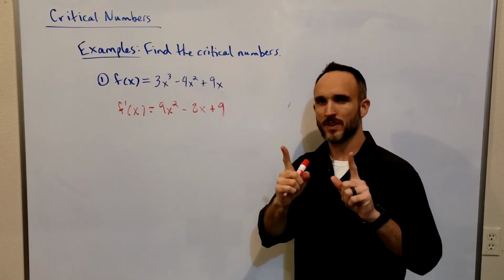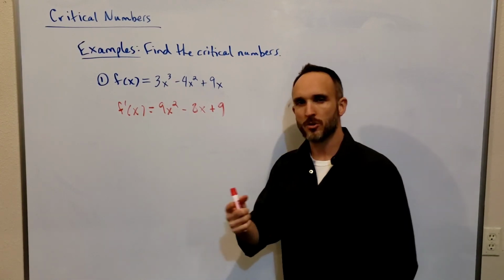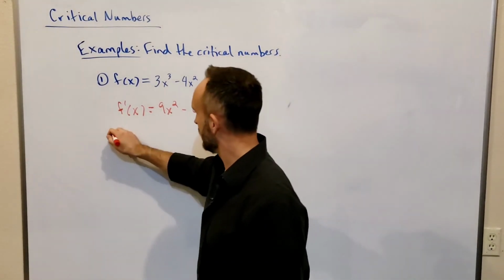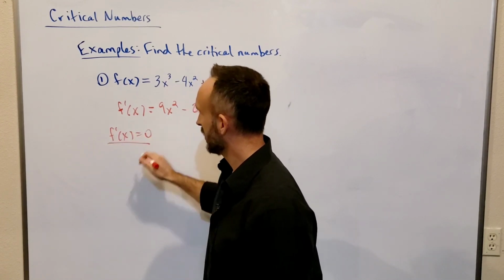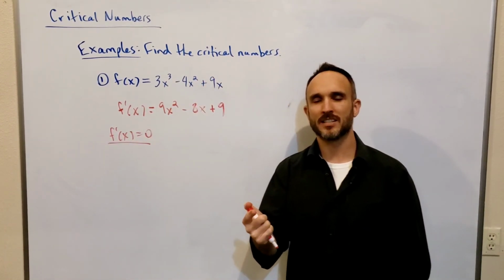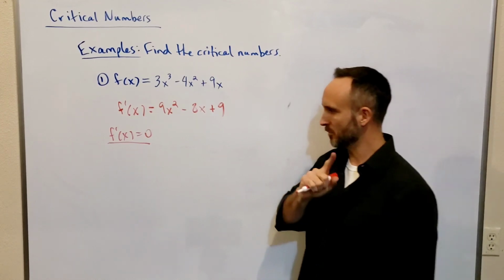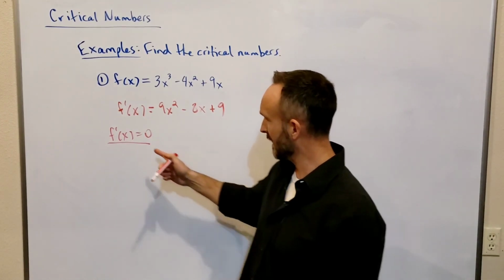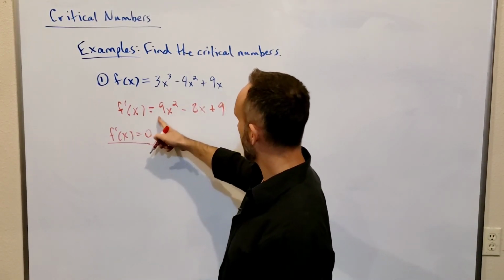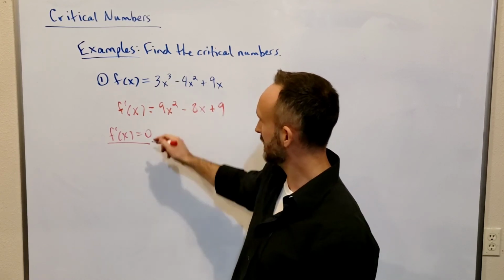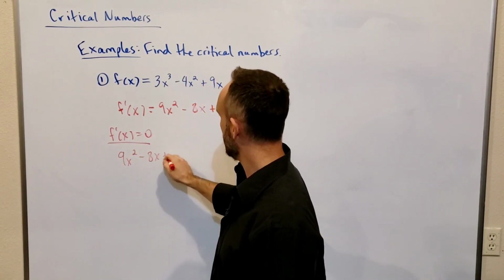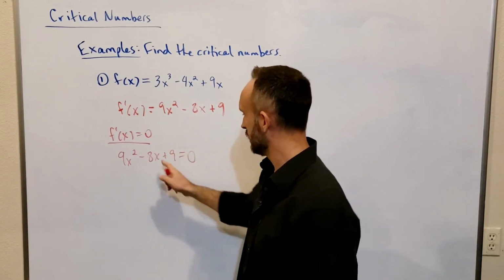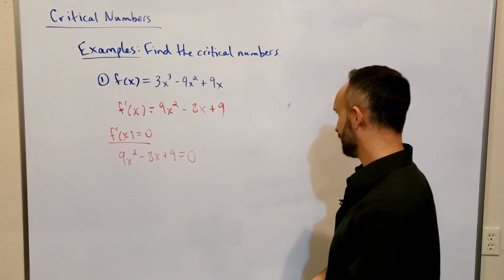So we need to look at two things now. Most students remember to look at where the derivative equals 0, but you also have to check to see where the derivative doesn't exist. So we'll keep that in mind. Now in this case, we want to figure out where this trinomial equals 0. So where does this guy equal 0? We need to solve this equation for x.